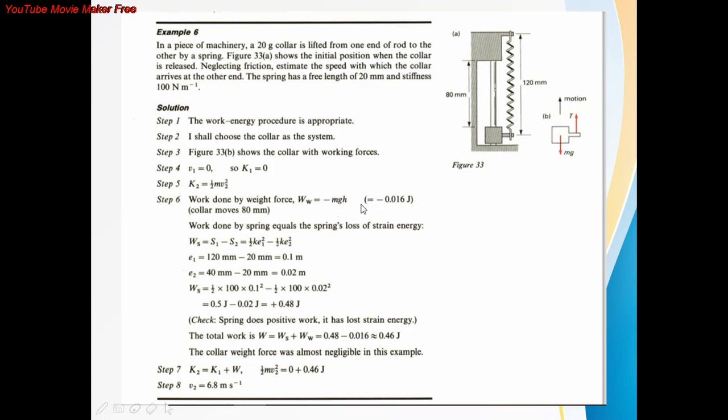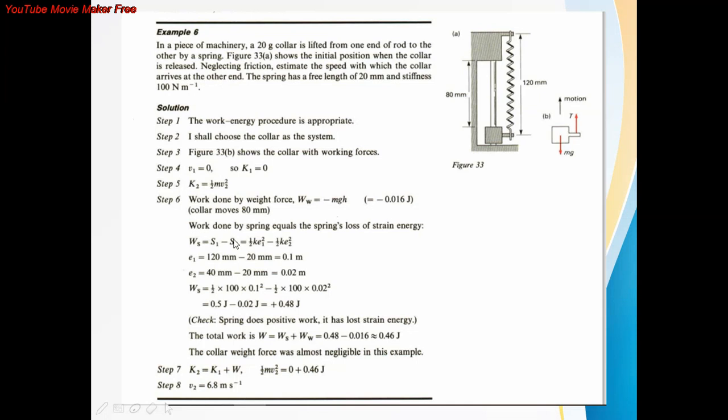Now we put in the values of m, g and h. Here it is 80 mm. From here to here we have to move, so this 80 mm would be the h. When we put all these values, we get work done due to weight as 0.016 joules, right?